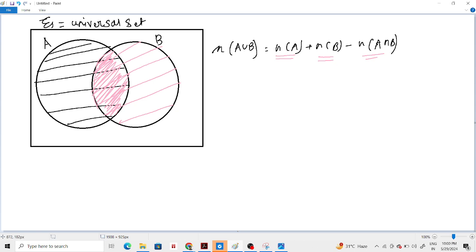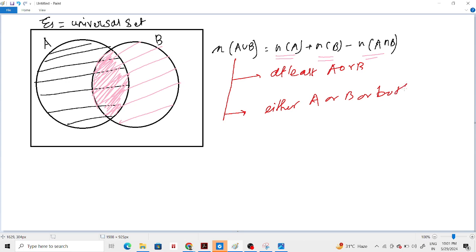N of A union B means what? Either A or B or both, or we also say at least A or B. So n of A union B has two English statements. One is at least A or B, and the second is either A or B or both. And this one indicates A and B both, this portion.